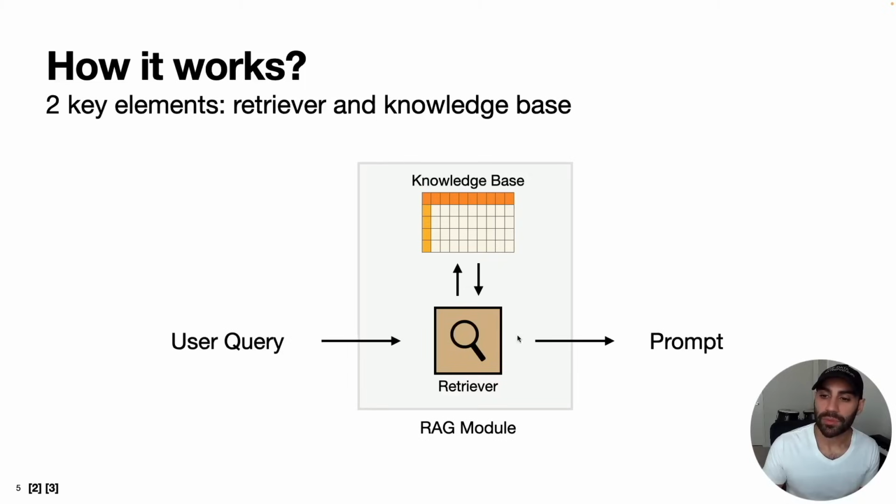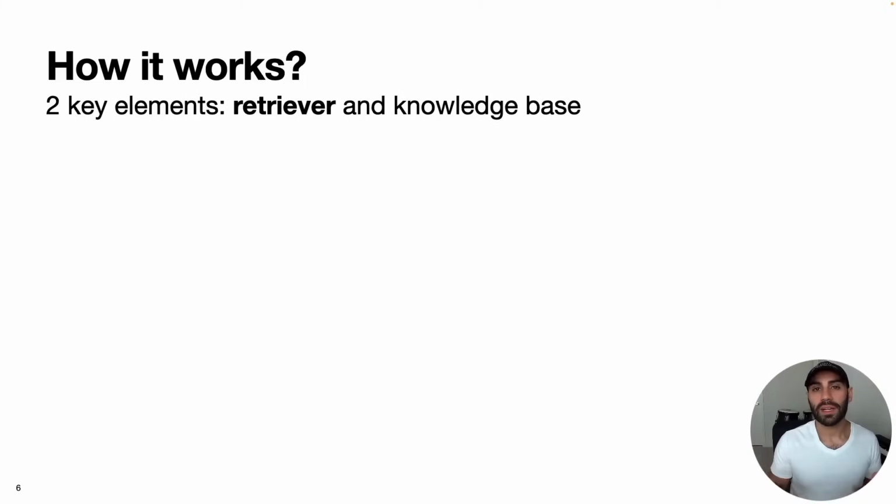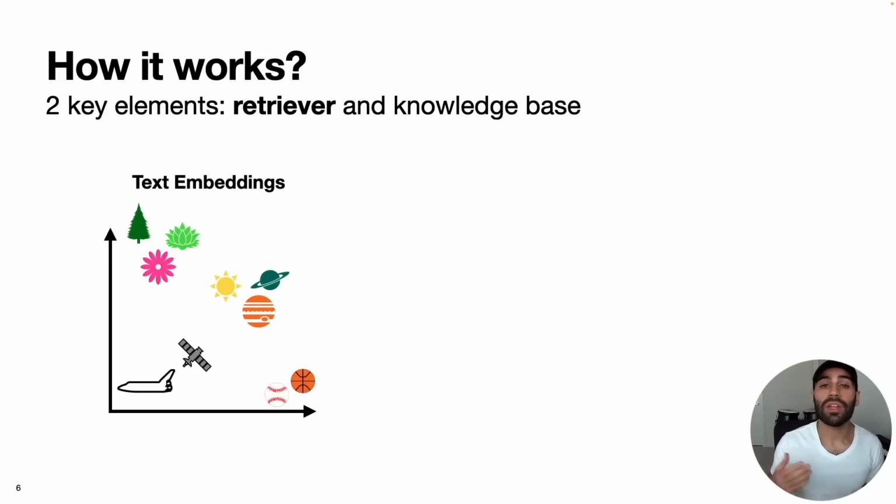The way this retrieval step typically works is using so-called text embeddings. Before I talk about how we can use text embeddings to do search, let's talk about what they are exactly. Put simply, text embeddings are numbers that represent the meaning of some given text. So let's say we have a collection of words like tree, lotus flower, daisy, the sun, Saturn, Jupiter, basketball, baseball, satellite, spaceship. Text embeddings are a set of numbers associated with each word and concept that we're seeing here. But they're not just any set of numbers.